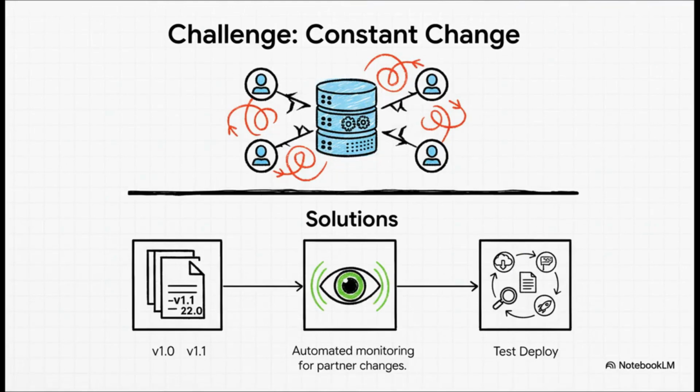So what's the biggest headache you're going to face? It's simple: constant change. Your partners are always updating their systems. You're updating your ERP, and boom, your maps are broken. Seriously, some companies deal with hundreds of map changes a year.